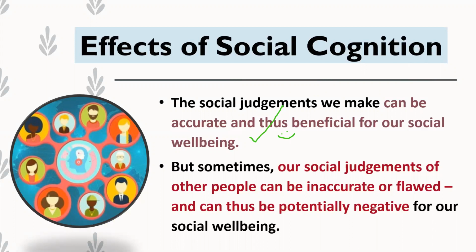For example, getting into an abusive relationship, or you might end up losing a friend or losing a loved one because you've misunderstood them and you've made an ill-informed social judgment. Okay, so the negatives can be there as well. Alrighty, so that's basically what is the purpose, or what are the effects of social cognition.